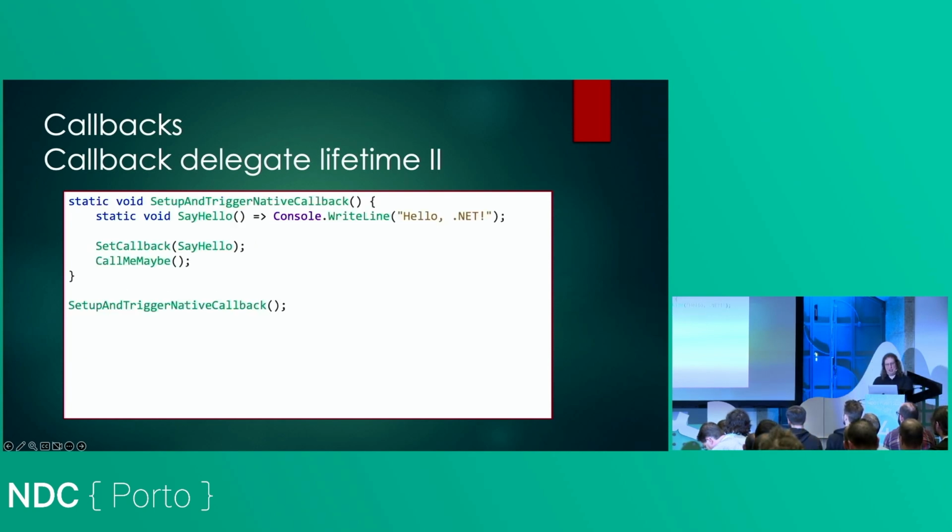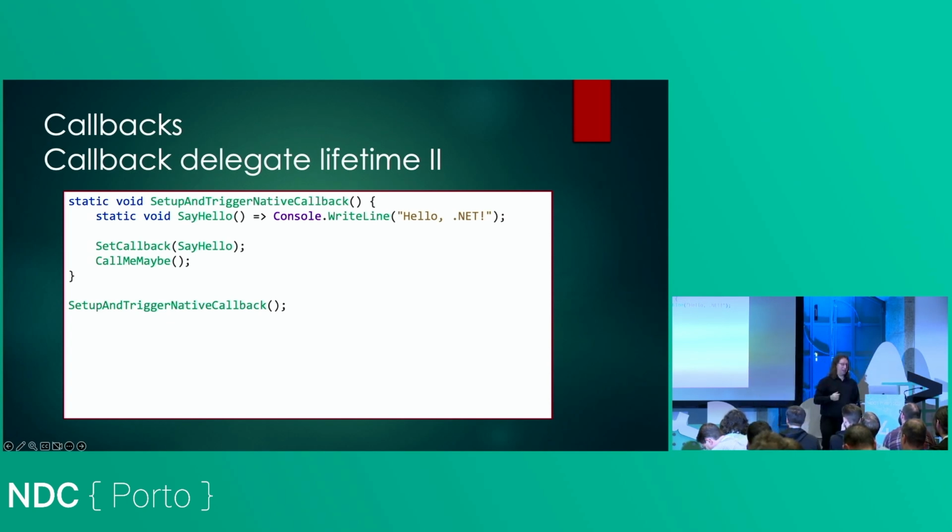So on the native side here, I omitted now the DLL imports. They're pretty straightforward and boring. But I have a static setup and trigger native callback that has a nested function, say hello. It just writes hello.net to the console, pretty straightforward. And I say set callback, say hello. So I'm passing a callback to native code.